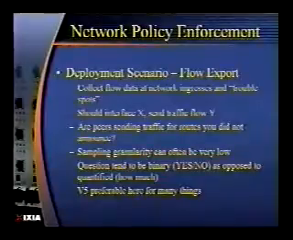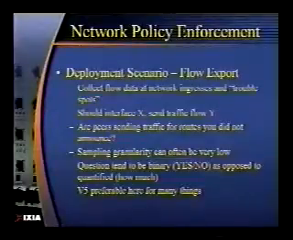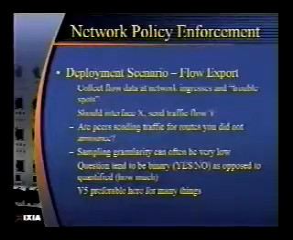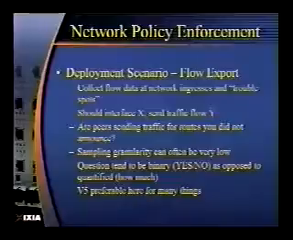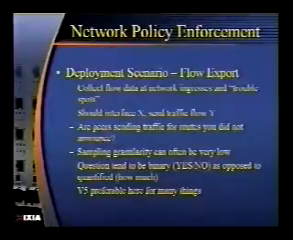So, network policy enforcement deployment scenario for flow data. You would collect flow data at the network ingresses and trouble spots. You're going to apply this to potential problems that you're having and go after them. Should interface X send traffic flow Y? Should my non-transit peer X be sending traffic to any of my other non-transit peers? If you notice them doing that, that's probably a bad thing. Are peers sending traffic for routes that you didn't announce?